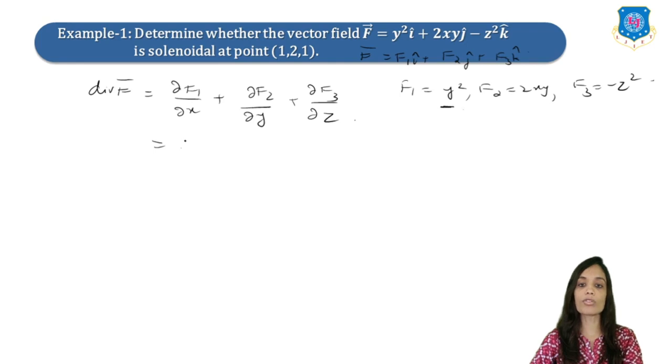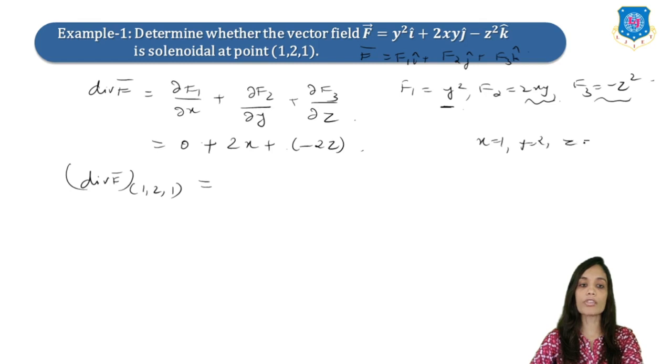Do the derivative of f1 with respect to x. Here there is no x, so the answer will be 0. Plus, do the derivative of f2 with respect to y, so it will be 2x. Plus the partial derivative of f3 with respect to z will be minus 2z. Now we have to put in the point (1, 2, 1). So divergence of f bar at point (1, 2, 1): the value of x is 1, y is 2, z is also 1. Put these values in. So the answer will be 2 minus 2, that is 0.